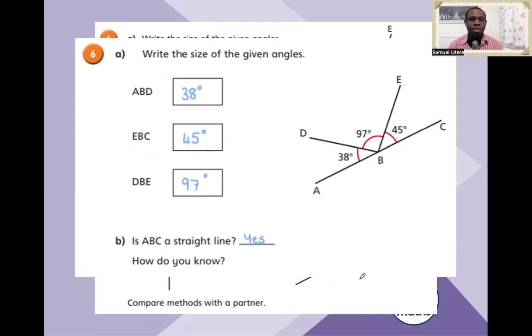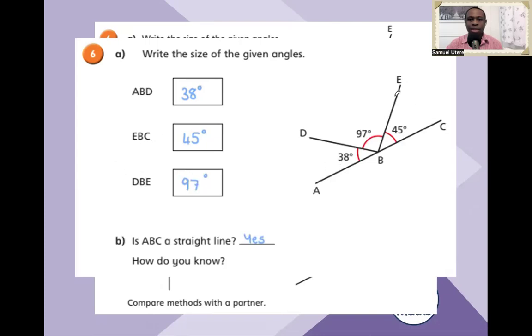For question 6, you were asked, write the size of the given angles. Well, by now, you should know how to read angle notation, knowing that the middle letter tells you the position of the angle you're after. So A, B, D. You can see that the angle ABD is holding is 38 degrees.